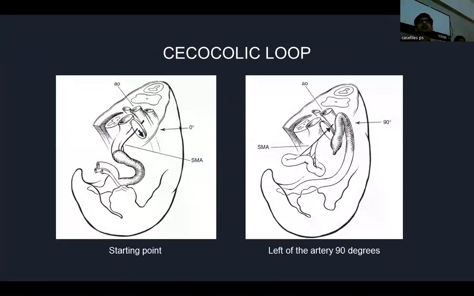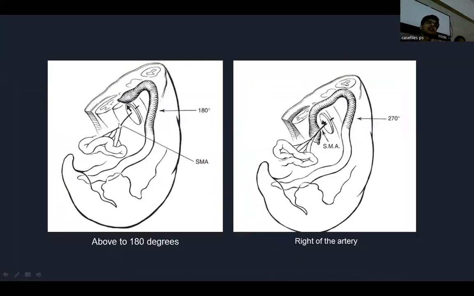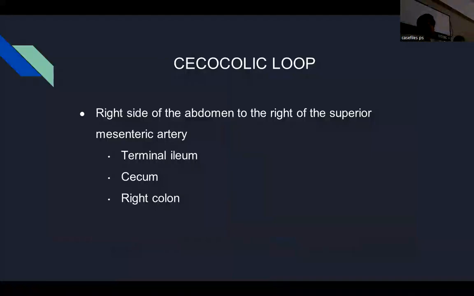The second loop, the cecocolic loop, is initially beneath the superior mesenteric artery. After which it rotates and goes towards the left of the superior mesenteric artery. Then it turns again and goes above the superior mesenteric artery, and it again turns and goes towards the right of the superior mesenteric artery. Both of these rotations happen in a counterclockwise direction and at 270 degrees. Both rotations happen simultaneously. The final position of the cecocolic loop is towards the right side of the abdomen.